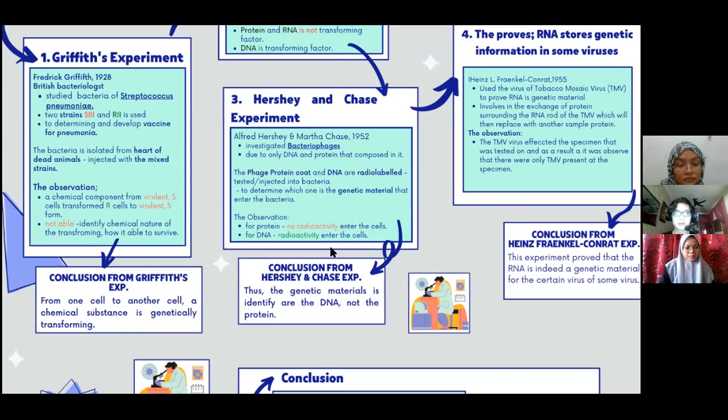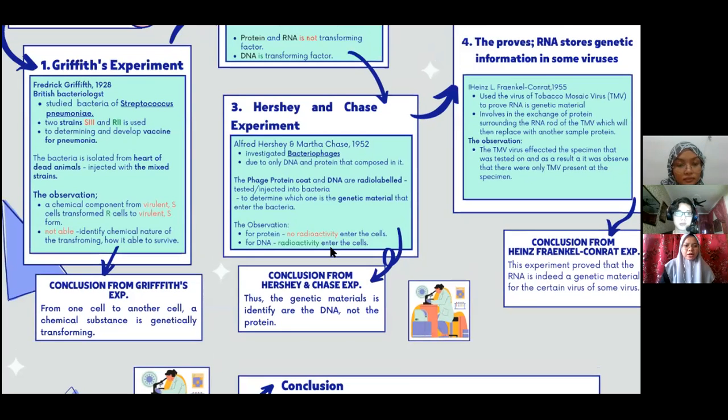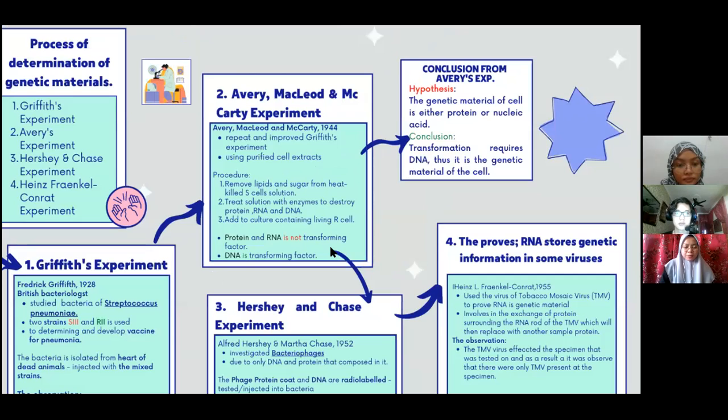Avery, Macleod, and McCarty in 1944 repeated and improved the Griffith experiment using purified cell extracts. They found that protein and RNA are not the transforming factor, while DNA is the transforming factor.